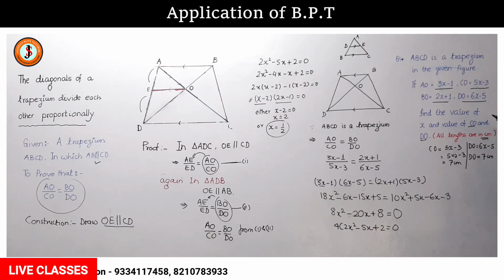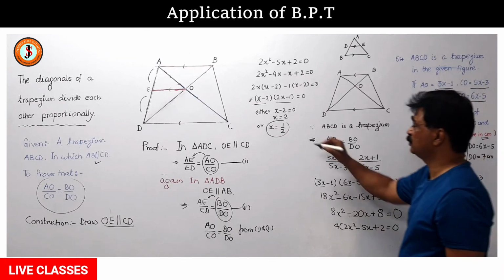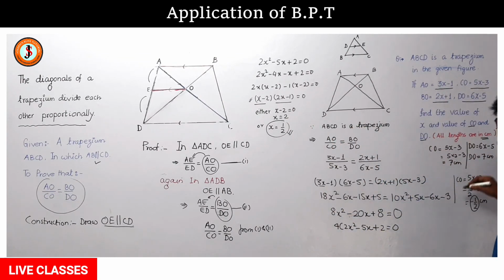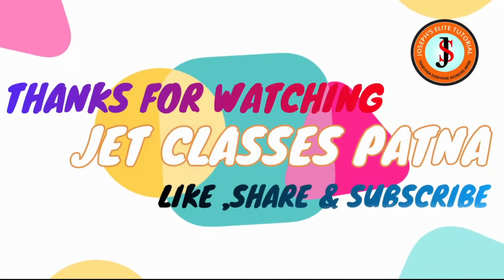Now let us have a look. If I put x is equal to half, then what will happen? CO is equal to 5x minus 3. So 5 into 1 by 2 minus 3. So we are getting negative 1 by 2. That means a side cannot be negative. So this is not the solution. x is equal to 2 is the final solution, and the value of CO and DO will be 7 centimeter.